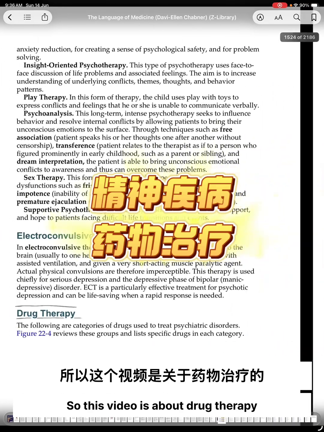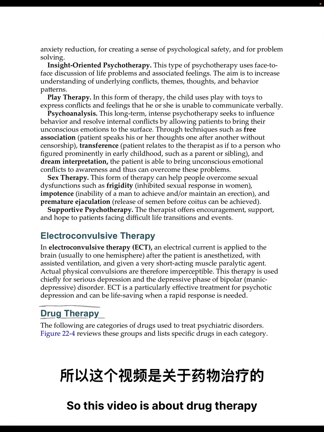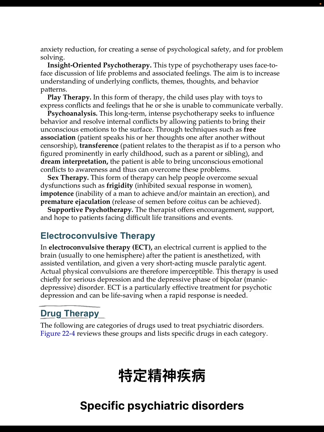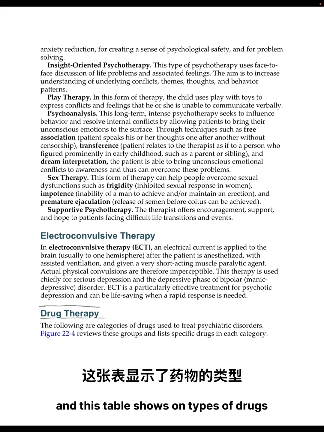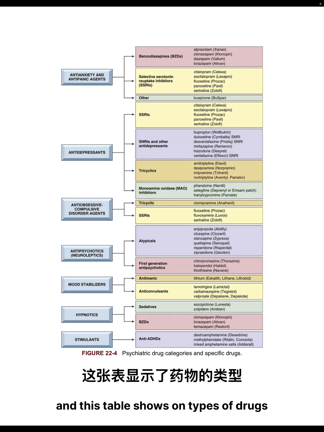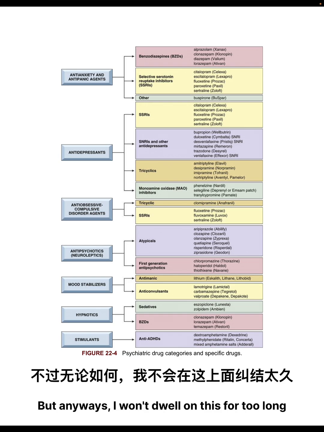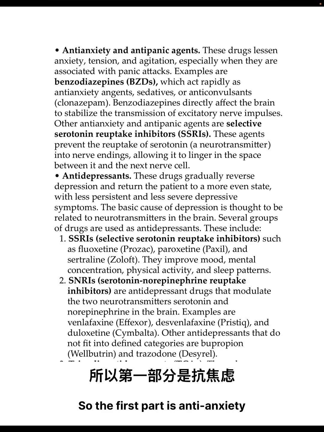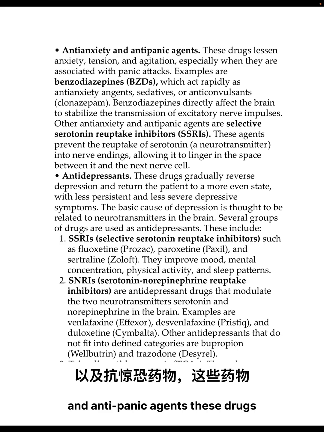So this video is about drug therapy, and the following are categories of drugs used to treat specific psychiatric disorders, and this table shows types of drugs. But anyways, I won't dwell on this for too long because it's all on the next page. So the first part is anti-anxiety and anti-panic agents.